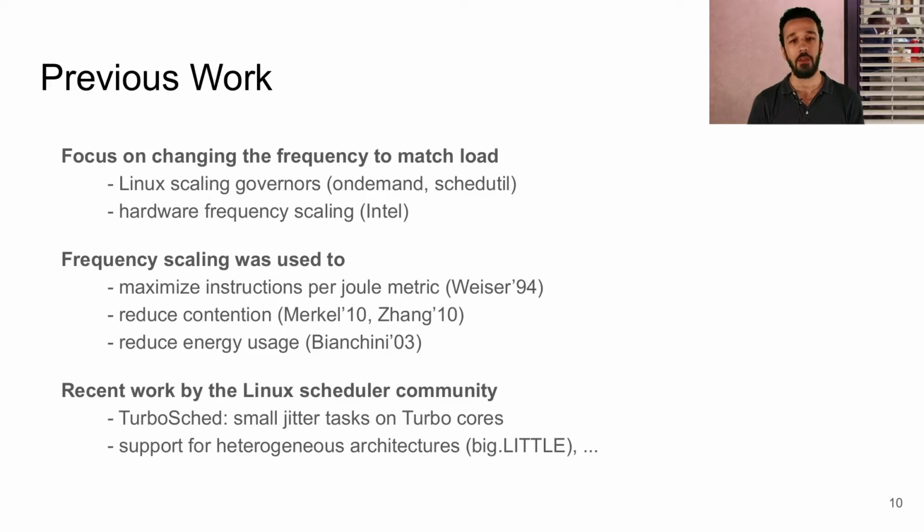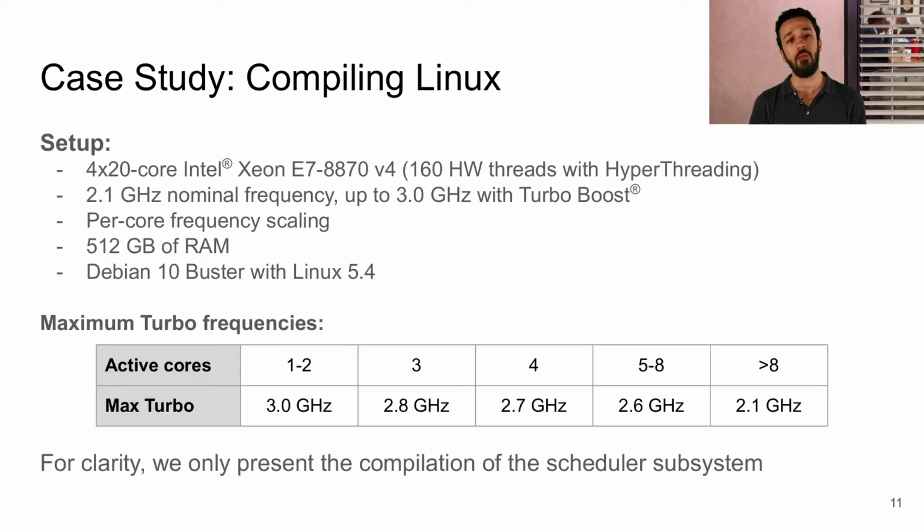In the last couple of years, the Linux community introduced TurboSched to place small jitter tasks on cores using turbo frequencies, or even more advanced support for heterogeneous architectures like ARM's big.LITTLE. However, while studying the behavior of the Linux scheduler, we discovered a new problem related to dynamic frequency scaling that was never mentioned. We exhibit this new problem through a case study, the compilation of the Linux kernel.